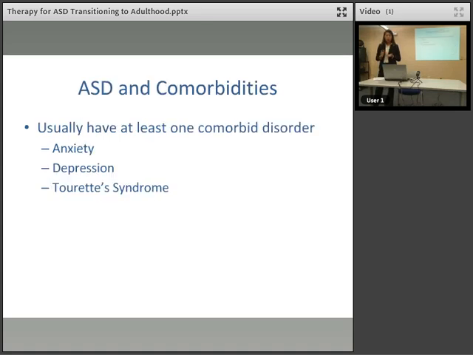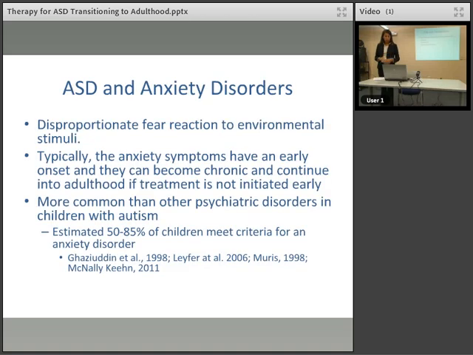Now, what I'll be talking about today is the presence sometimes, within autism spectrum disorders, of other comorbid or coexisting conditions, and more specifically within the area of emotional or behavioral functioning. Now, studies have shown consistently that children or individuals with an autism spectrum disorder, about 70% of the time, also meet criteria for another disorder, most commonly being anxiety, depression, or Tourette syndrome.